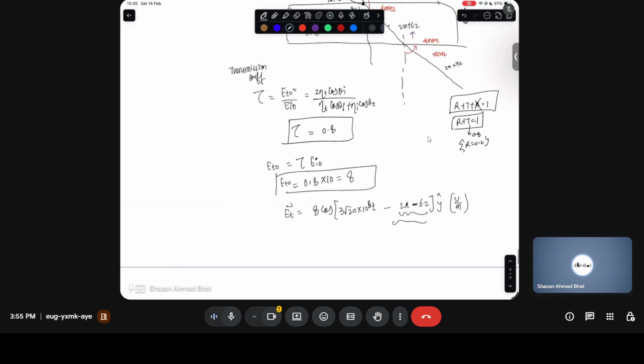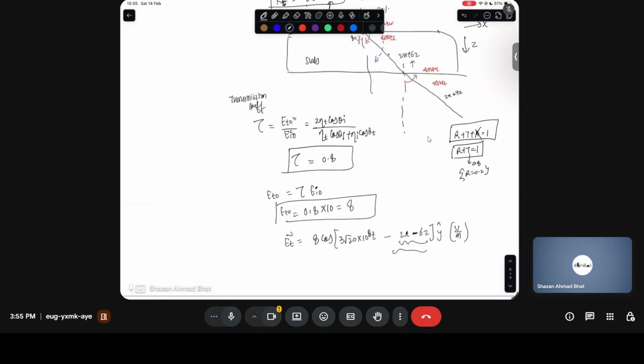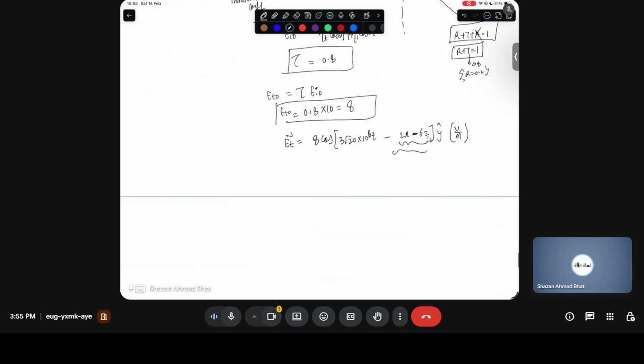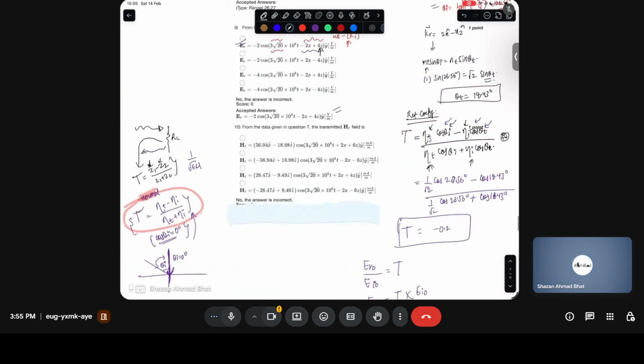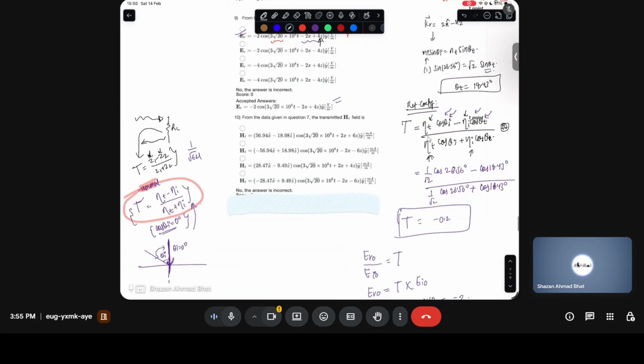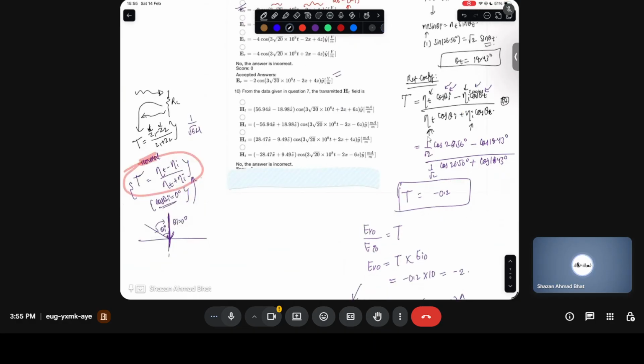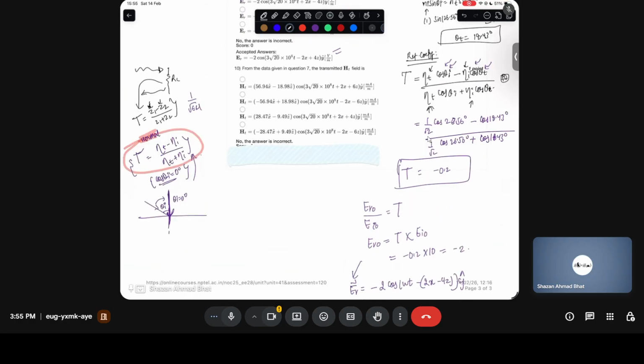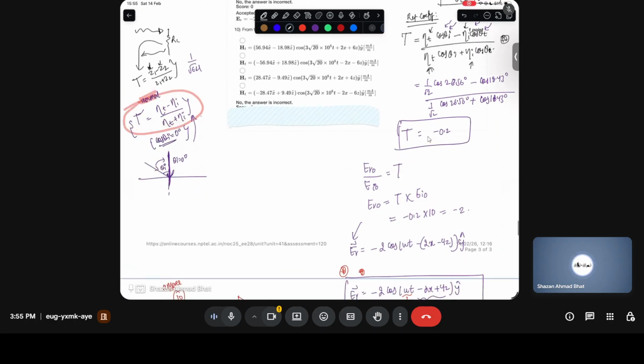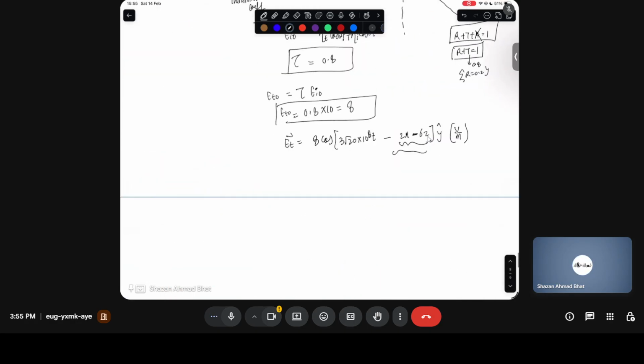Pardon me, just give me a moment. So this is transmitted. Yeah, it is exactly something like this. Yes, because it's minus 2x minus 6z. It's going in the z direction, and yeah, that's true.